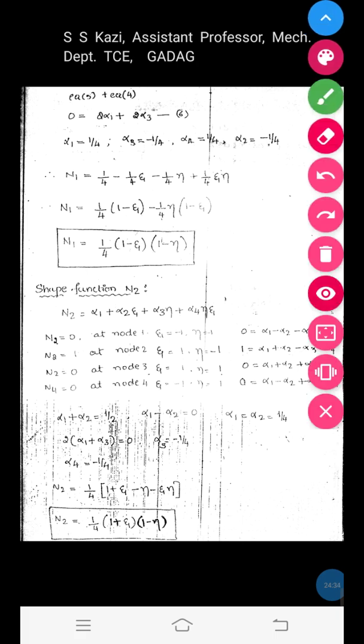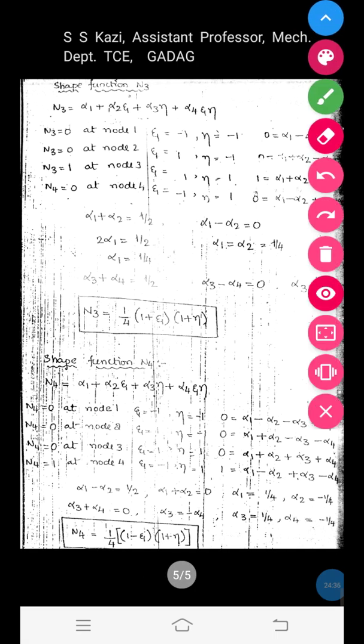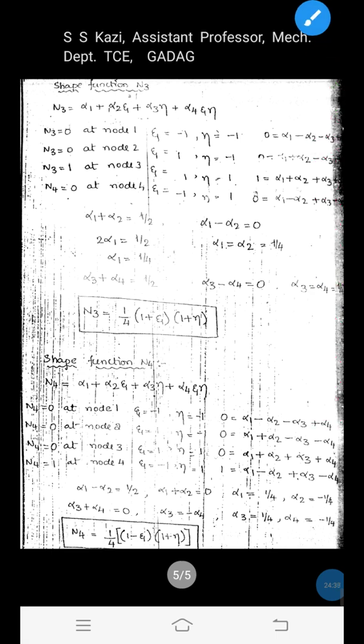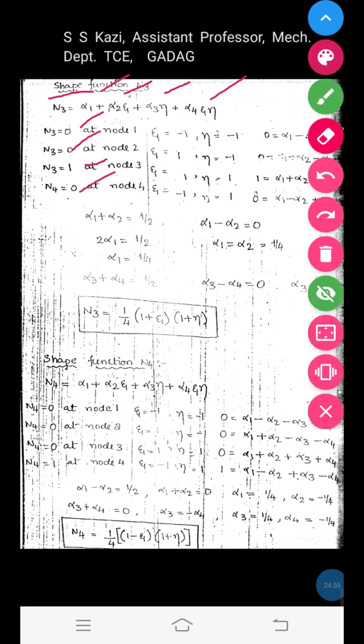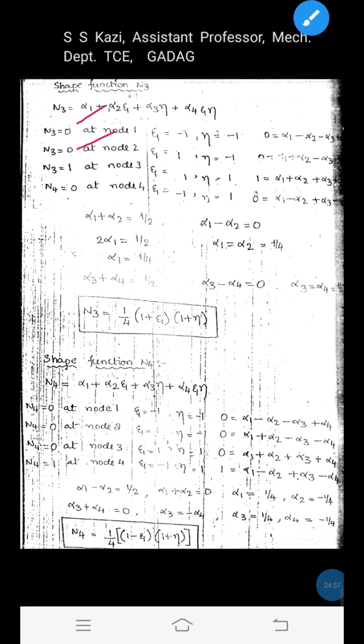Now the third shape function can be found out by using the same procedure. Again, N3 you assume, let N3 is equal to alpha 1 plus alpha 2 zeta plus alpha 3 eta plus alpha 4 zeta eta. Now you substitute the conditions at the 4 nodes for N3. N3 is equal to 1 at node 3, but it is 0 at other nodes. N3 is 0 at nodes 1, 2 and 4, but N3 is equal to 1 at node 3. That is one of the properties of the shape function.